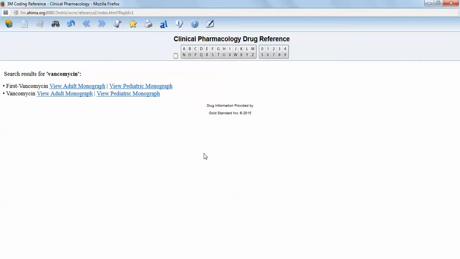All right, so here we have what comes up. Here's our search results, and you could have many, many things here. But what we have here is first vancomycin and vancomycin. View adult monograph for both and view pediatric monograph. Let's just say we're dealing with an adult, and we don't know what first vancomycin they're talking about. So let's just look at the generic one, vancomycin.